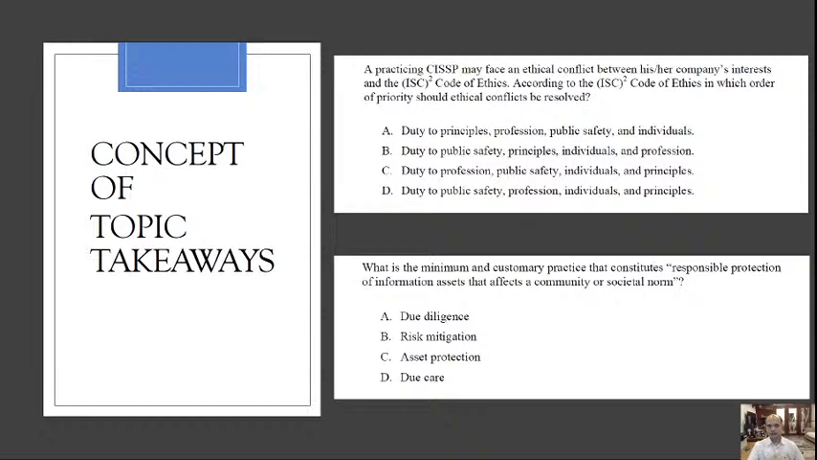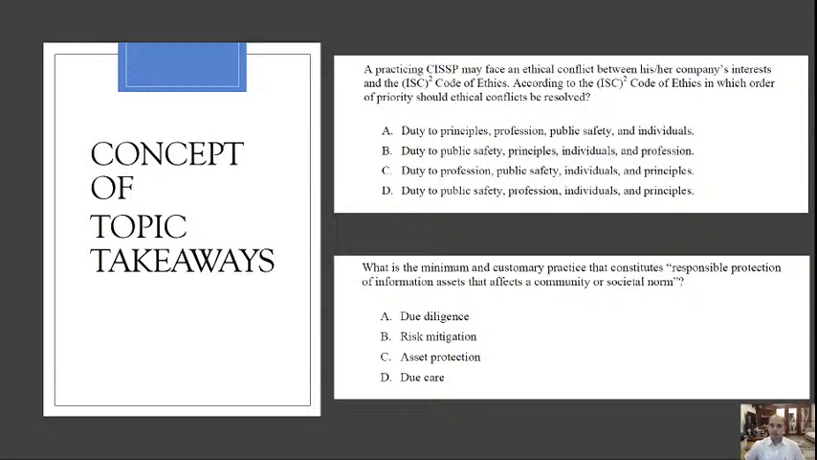Okay, give a thought to yourself. Some of you will tell me that it is about the ISC Square Code of Ethics. Okay, again, check out the options also. Duty to principles, professional, public safety, and individuals. Duty to public safety, principles, individuals, and profession. So you are seeing that the things are repetitive in some of them, either some of the things are coming in advance, in front. It means only the sequence is changing, right?